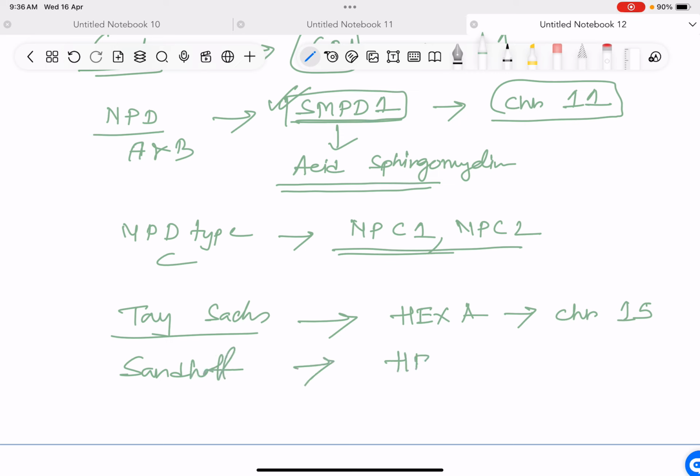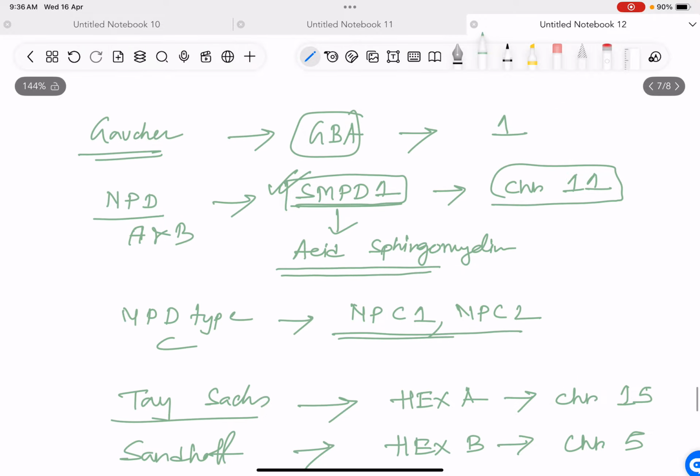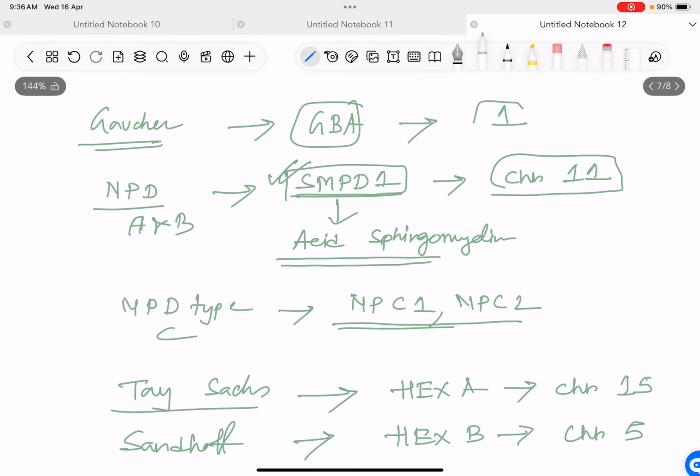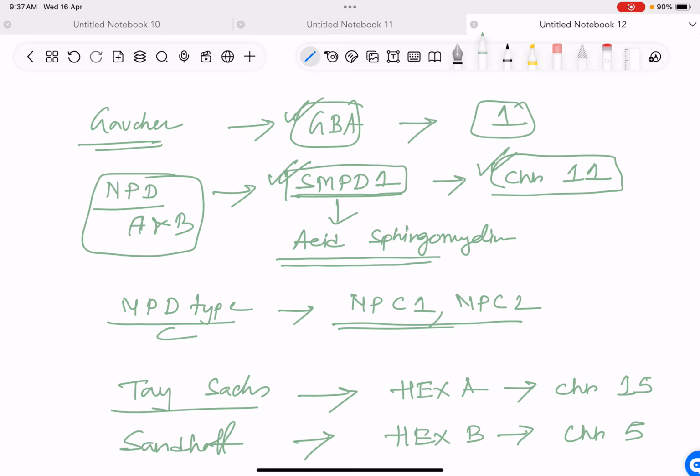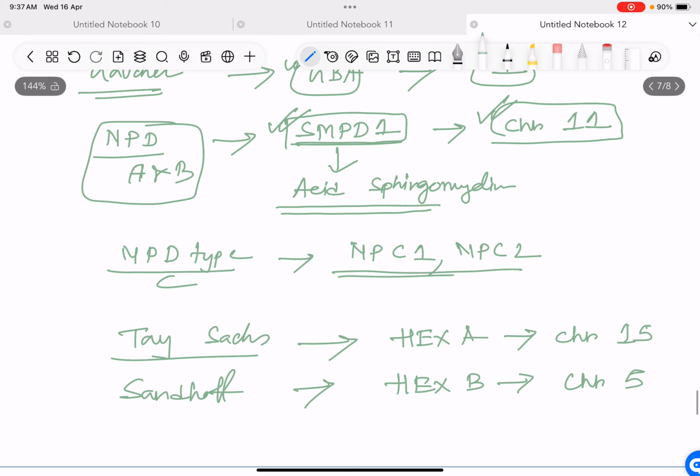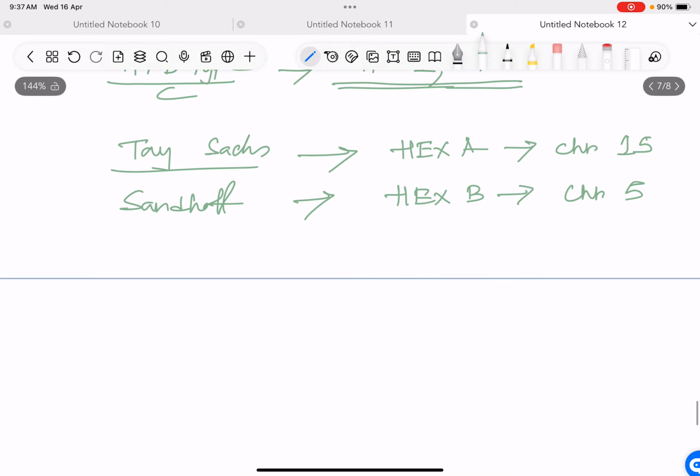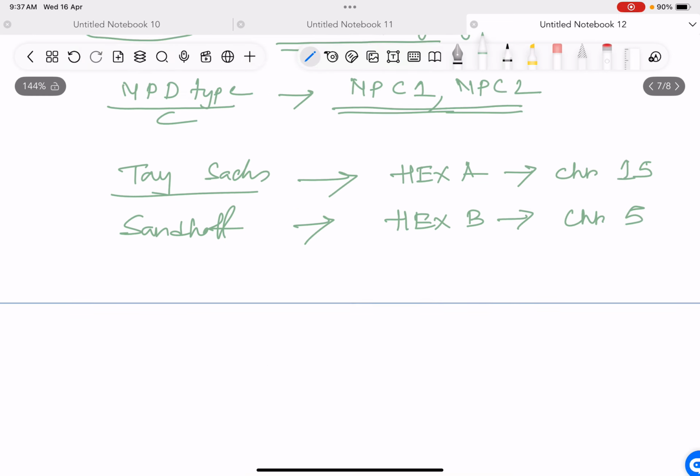Sandhoff disease is due to Hex B, which is present in chromosome number 5. I don't like to teach like this, but you have to remember. Gaucher disease is type 1, chromosome number 1, which codes for the GBA gene. NPD type A and type B, we know the gene is SMPD1, chromosome 11. Niemann-Pick disease type C is the defective intracellular cholesterol transport, NPC1, NPC2. Tay-Sachs, Hex A. Sandhoff, Hex B.